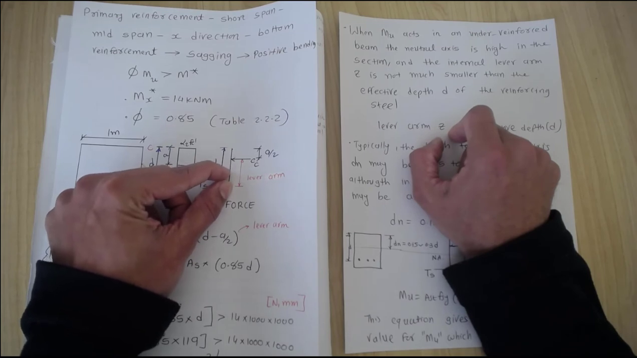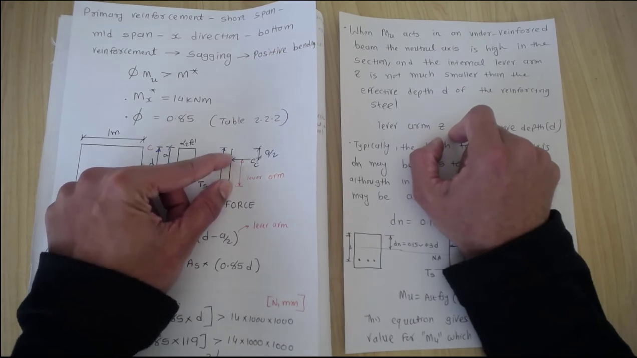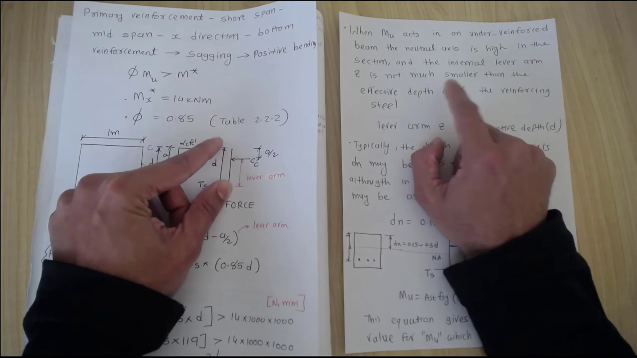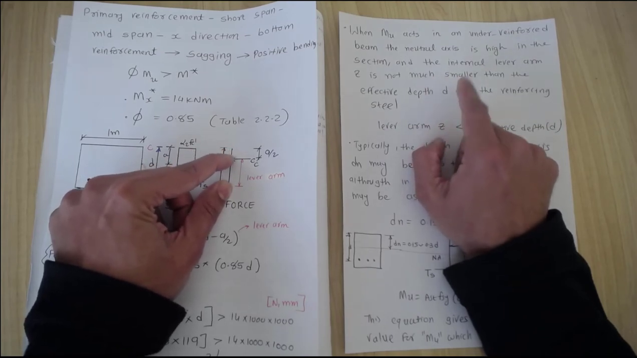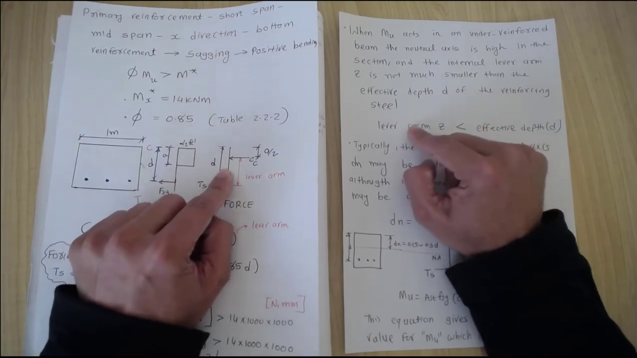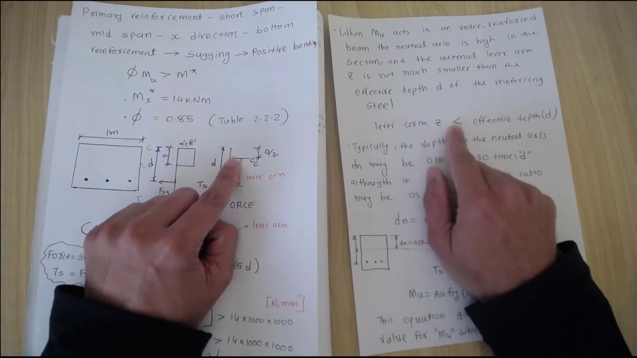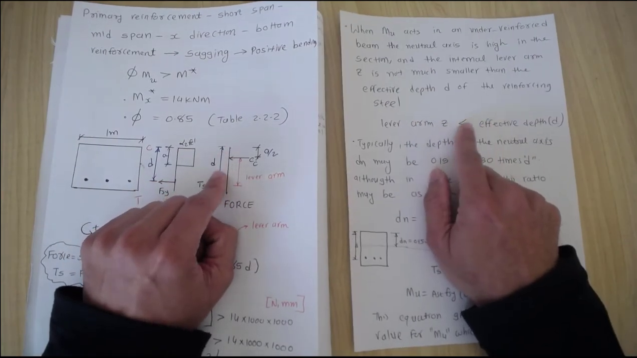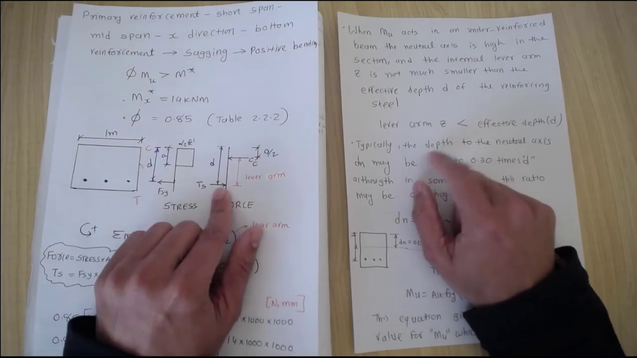So you don't want to have a very small lever arm. We want a lever arm which is not too small. It is less than, but not too much less than, the effective depth of the reinforcing steel. So the lever arm is generally less than the effective depth, but not too much less. How much? I'm going to discuss it.